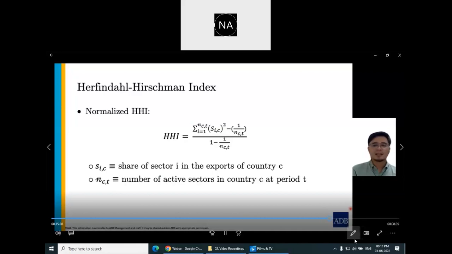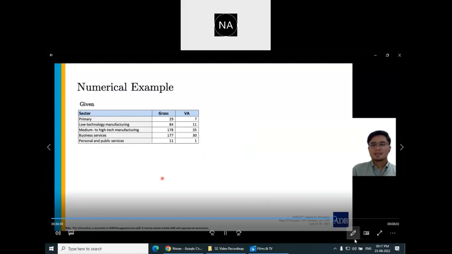Now, the base form can be normalized to correct for HHI's sensitivity to the number of active sectors. These terms are then added in the equation. So previously, we only have this term included in the calculation for HHI. We normalize HHI by including these terms: minus 1 over the number of active sectors, all over 1 minus 1 divided by the number of active sectors.